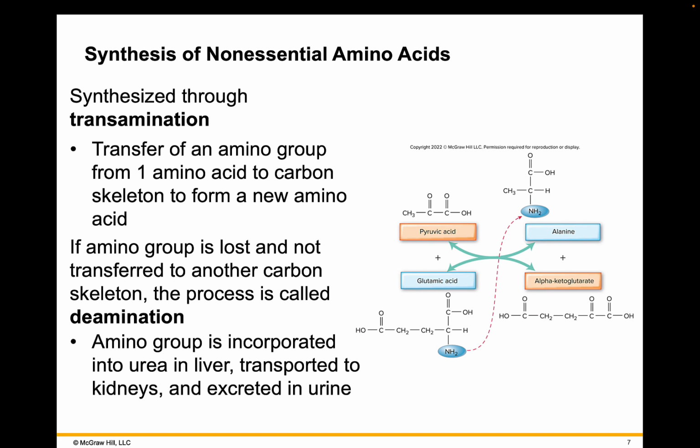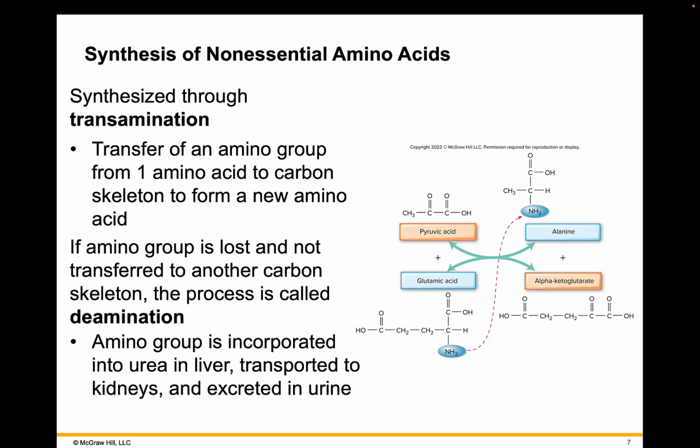Now, when we look at the synthesis of non-essential amino acids, there are a couple of words that you need to keep in mind, and they are indicative of processes involved in protein synthesis. We have transamination, think trans, across, and this is going to be the transfer of an amino group from one amino acid to the carbon skeleton to form a new amino acid. And we can actually see that process here.